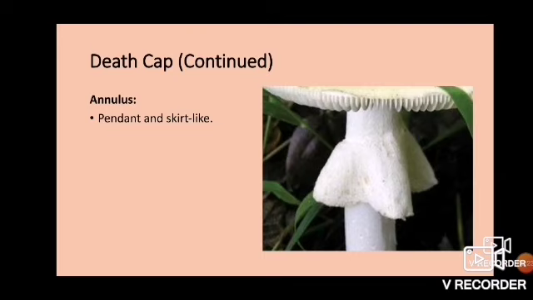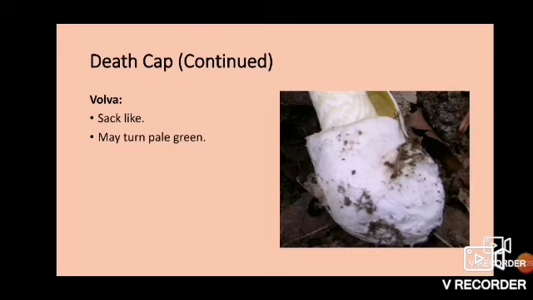So it has a thick, skirt-like pendant annulus there hanging down. You can see how thick it is. That's left over from the universal veil. And the vulva, that is sac-like. You can see it's almost like somebody has stuck a white sac on the bottom of that mushroom stipe. And then with age, this may turn pale green. So right now we're seeing it white. Later on, it could begin to turn pale green.